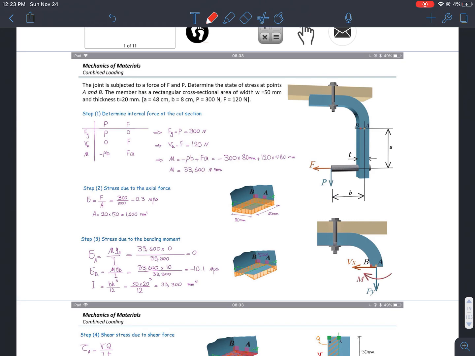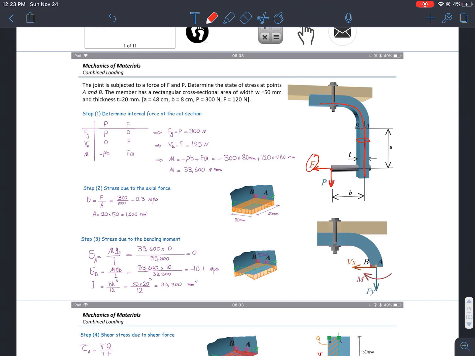Okay, so let's take a look at this problem here. Say the joint is subject to a force of F pulling horizontally at the end of this L-shaped, bent shape here. And I have a force going downwards at the tip of this bolt too. The member has a rectangular cross section, which means if I cut here, I see a rectangular cross section, with a W of 50 millimeters and a thickness T of 20 millimeters.